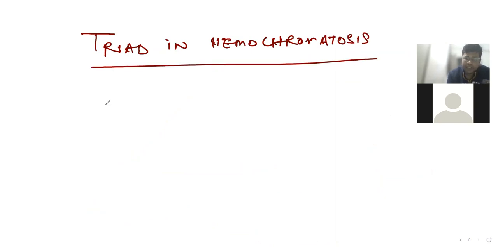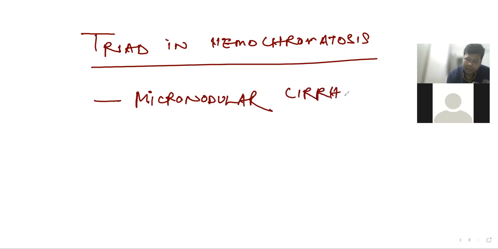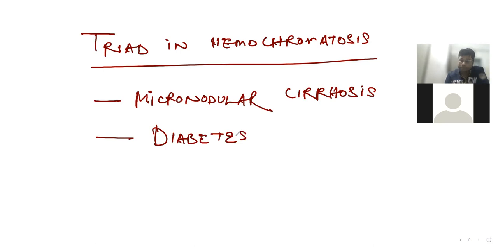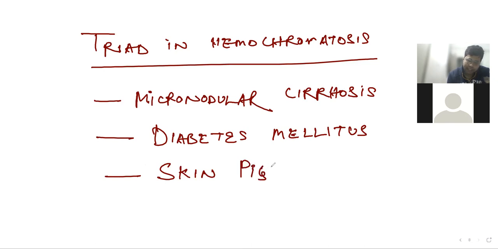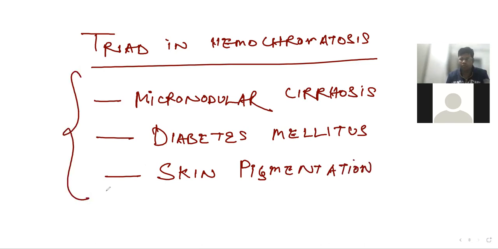First thing you need to know, there is cirrhosis. What type of cirrhosis? Micronodular cirrhosis. Then I told you there is diabetes mellitus. Then the third one I told you is skin pigmentation. So this is the triad you need to remember. Is it clear till here?